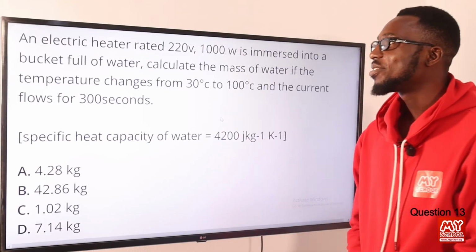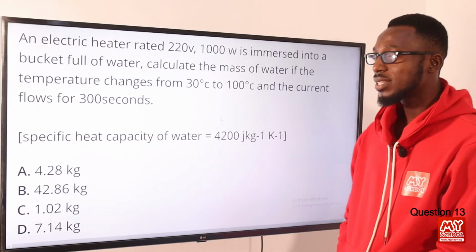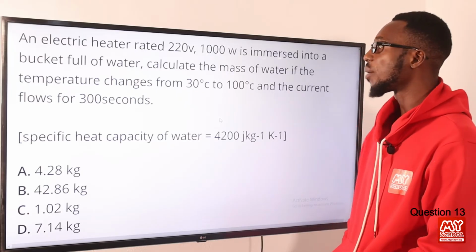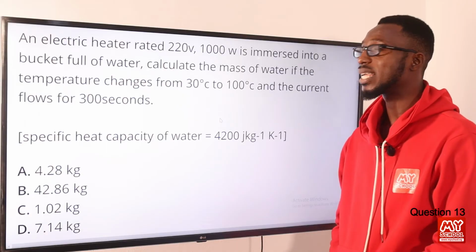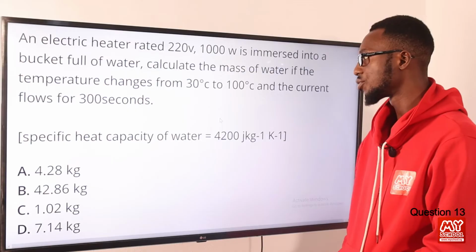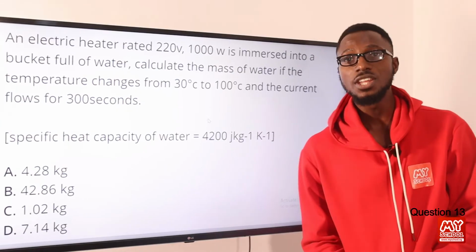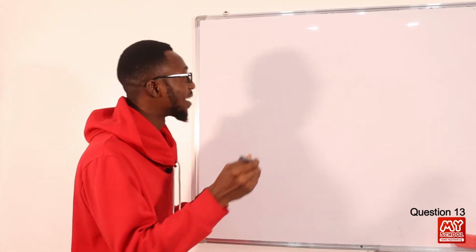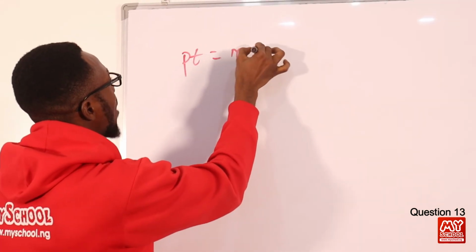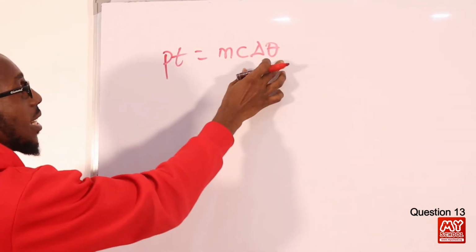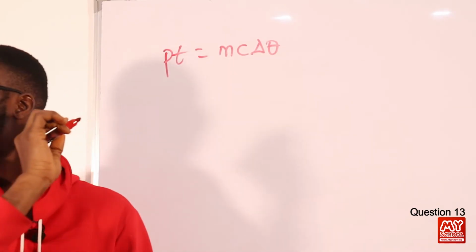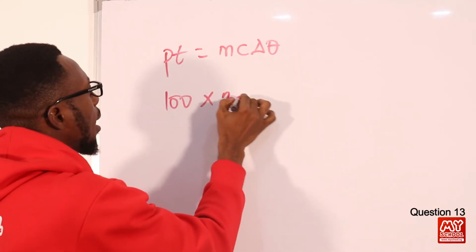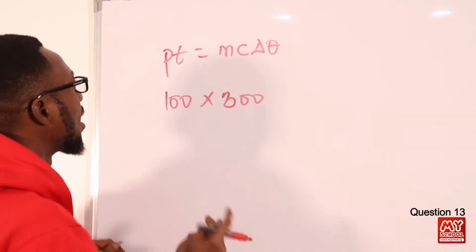Question 13. An electric heater rated 220 volts, 1000 watts is immersed into a bucket full of water. Calculate the mass of water if the temperature changes from 30 degrees Celsius to 100 degrees Celsius and the current flows for 300 seconds. So I'm just going to use Pt equals m c delta theta, where delta theta is the change in temperature. The power is given as 1000, times the time, which is 300 seconds, that is 5 minutes. We have to look for m.